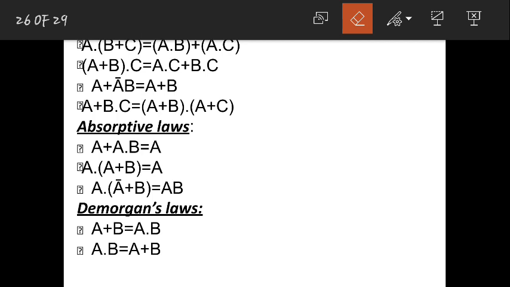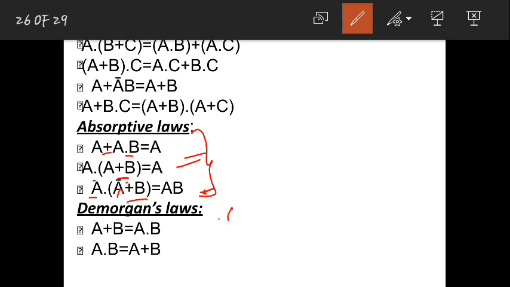Next we have the absorptive law. In this, see, A plus A dot B will always be equal to A. In this case also this will always be equal to A, just interchange them. Now in this case when you take A bar instead of A, you will get A B as a result. So just substitute different variables in this and try to solve them, you will get the same thing.